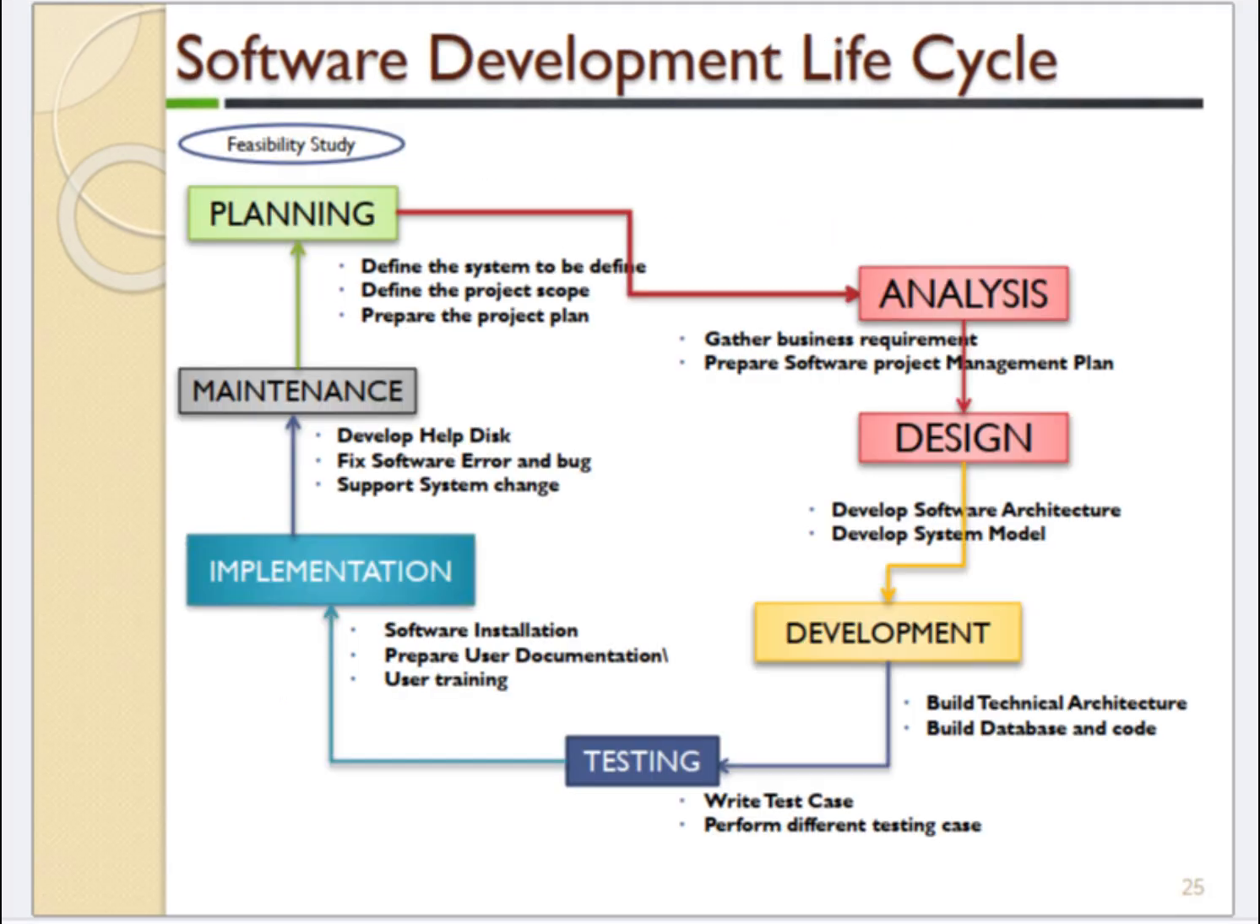Software Development Life Cycle. Feasibility study. Define the system to be developed. Define the project scope. Prepare the project plan. Planning. Develop. Help desk. Fix software error and bug support. System change. Maintenance. Gather business requirement. Prepare software project management plan. Analysis. Design. Implementation. Software installation. Prepare user documentation, user training.